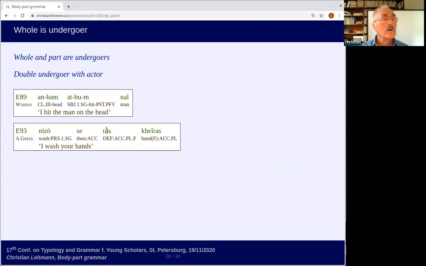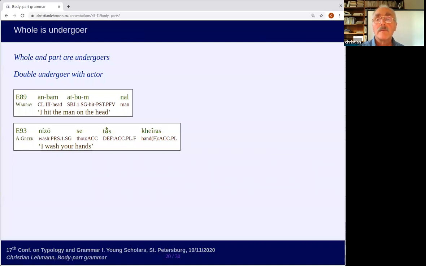We are coming to the double object construction from Warai, also situated in Australia. I hit the man on the head. You see the head in absolutive and the man in absolutive. That is unmarked case.